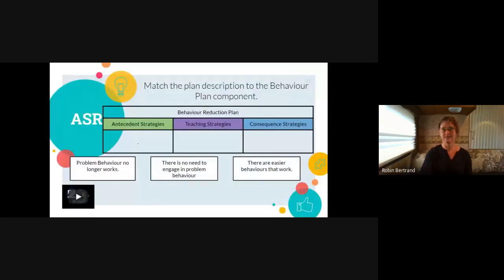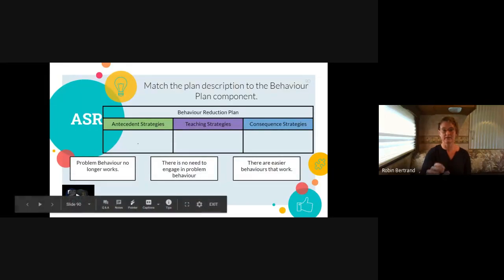So let's take a little minute to slow down and test our knowledge. Have a look at this chart and see if you can match the description in the little white boxes to the behavior plan component. So stop and think.